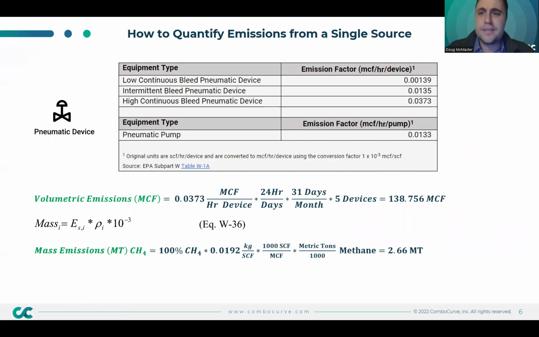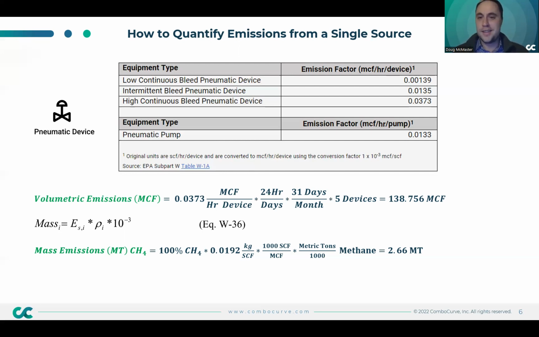Okay, but that's qualitative. I've seen the equipment, I know it comes out, but how do I know what's happening when I'm not present or if I don't have measurement? Well, you model it. And that's exactly what the EPA does when they set forth a framework and a methodology to calculate the different types of emission sources. So right now, I'm going to walk you through how to quantify emissions from a pneumatic device. And so we'll start with everyone's favorite, emission factors.